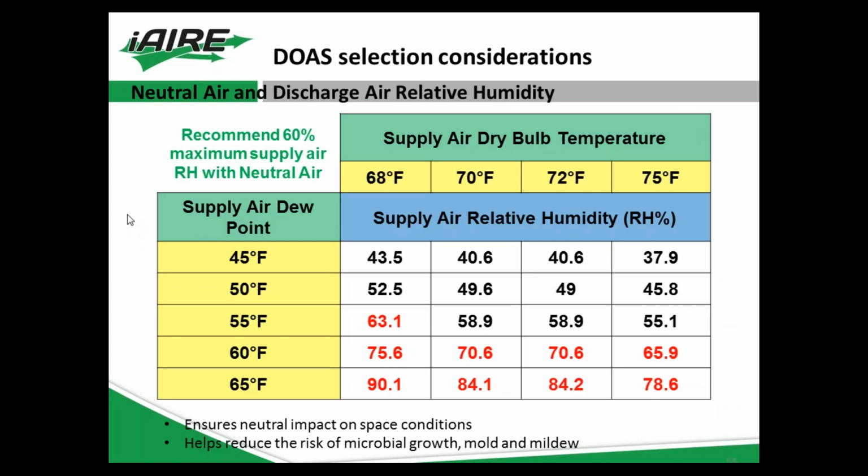And generally we recommend staying below 60% relative humidity. You'll see here just a small chart of what your supply air might look like, what your dew point might look like. Red obviously is too high there. You're going to have microbial growth. Anything in black is more acceptable for that type of design. And not only does it protect you from microbial growth and mold and mildew growth, but it also has the least impact on your space conditions.